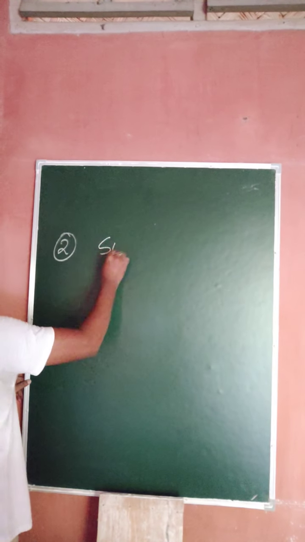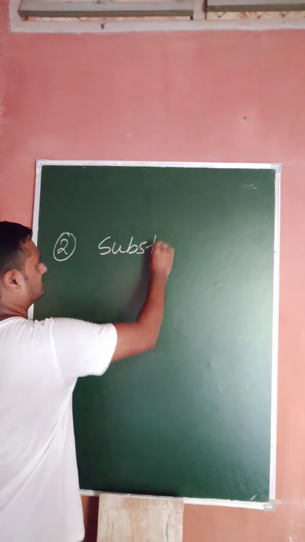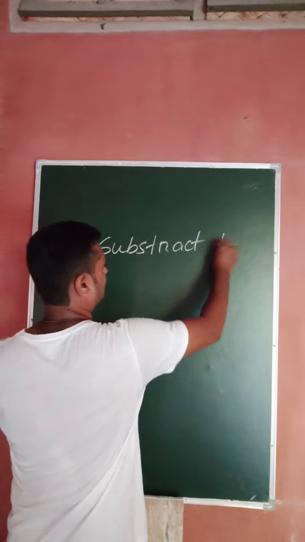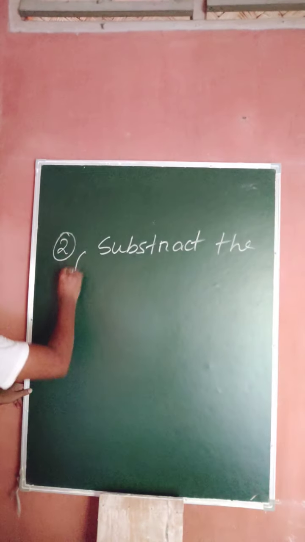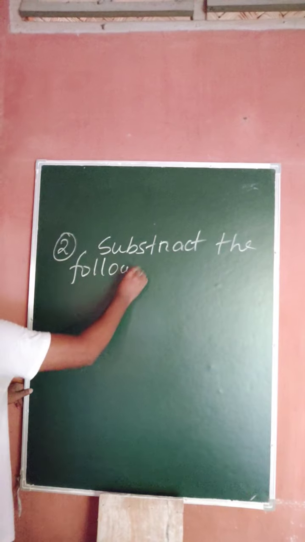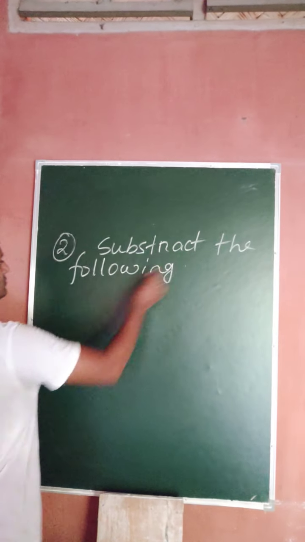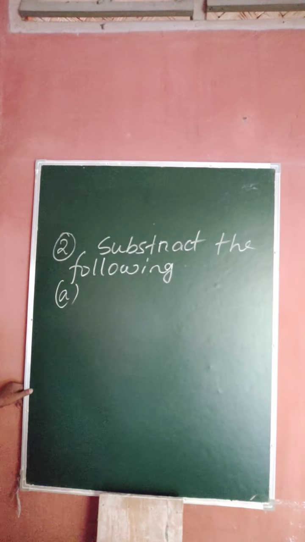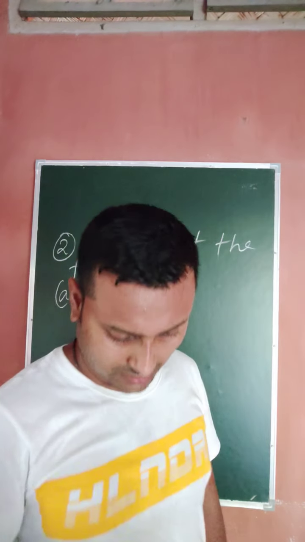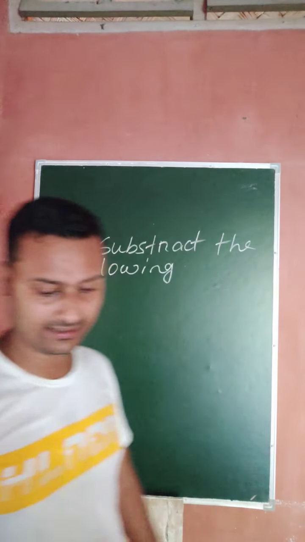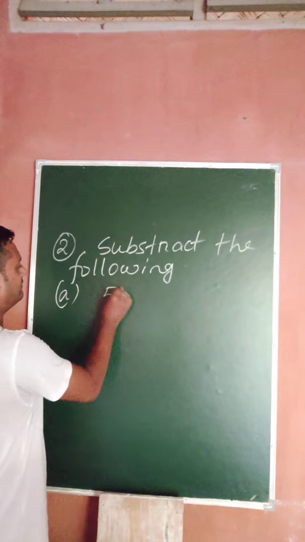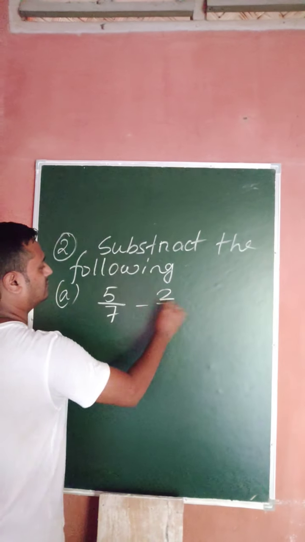So now come to question number 2. Subtract the following. Okay, so question number 2 is subtract the following. Question A is 5 by 7 minus 2 by 4. So 5 by 7 minus 2 by 4.